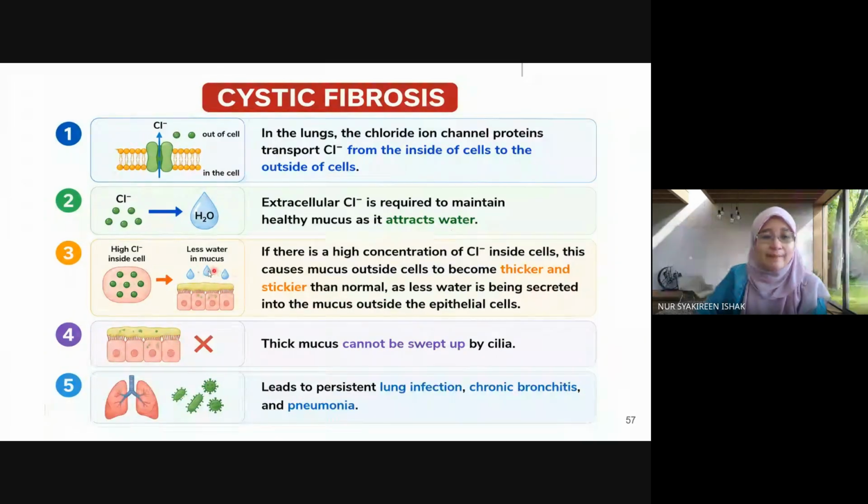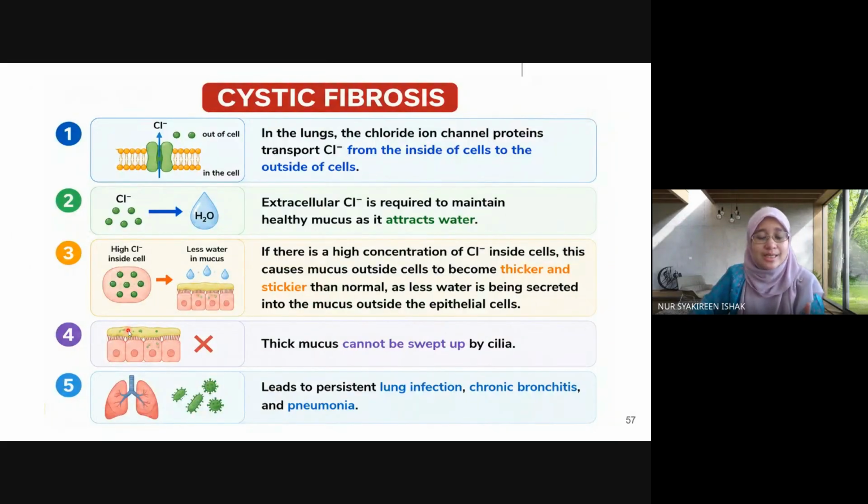Why? Chloride cannot be carried out of the cell, so it cannot attract water. So less water is secreted into the mucus outside of the epithelial cells. When there's less or no chloride, there is no water, which causes the mucus to thicken and it cannot be swept up by the cilia.